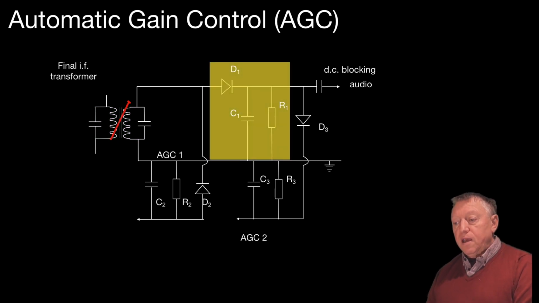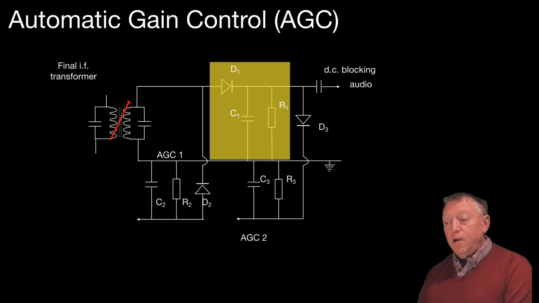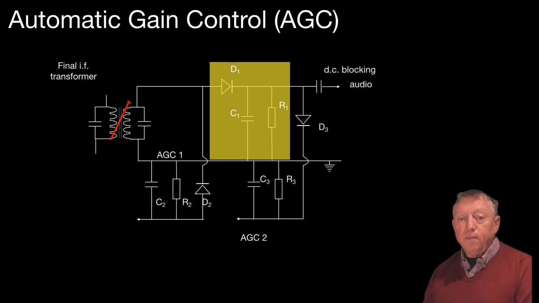This part of the circuit, highlighted in yellow there, should also be familiar to us. We've just covered it. It's the diode detector with a diode and a C1R1, and we've just discussed choosing C1R1 to best effect.